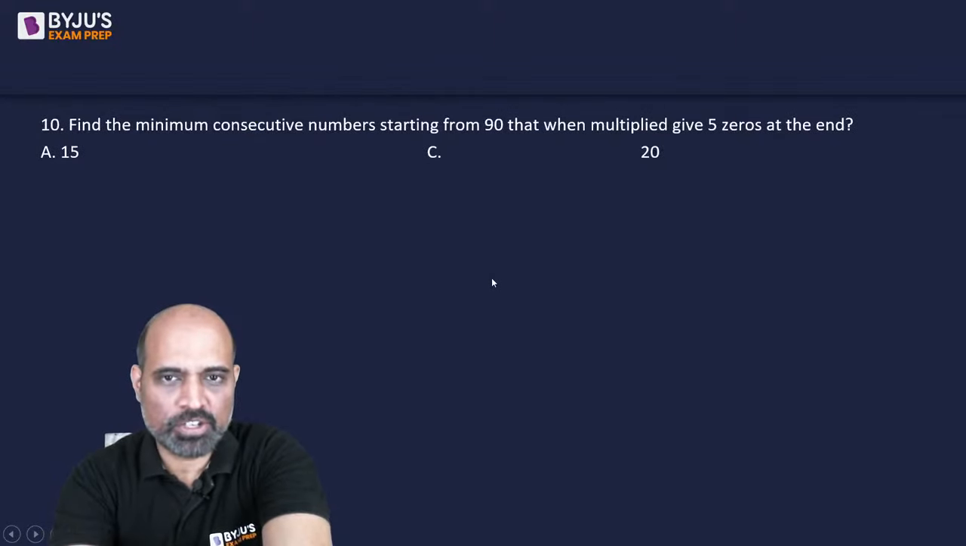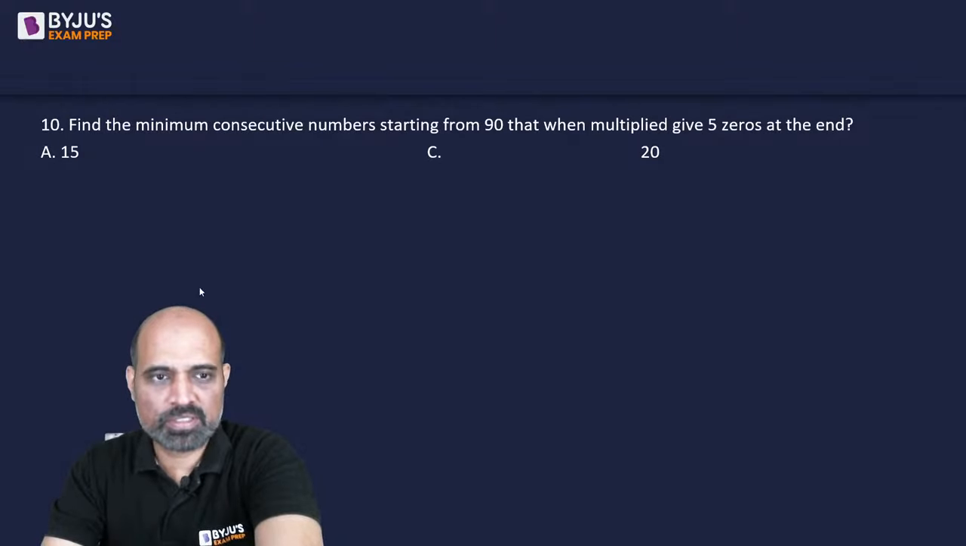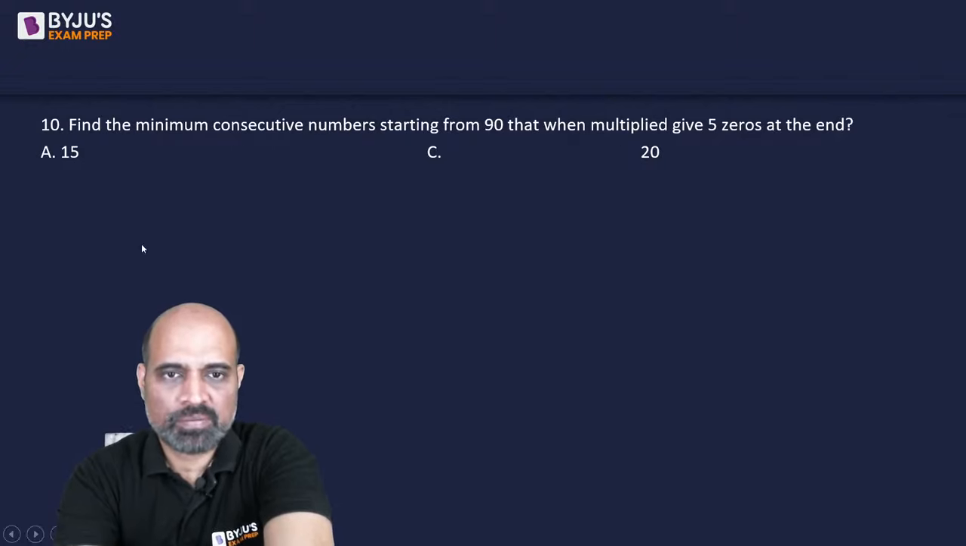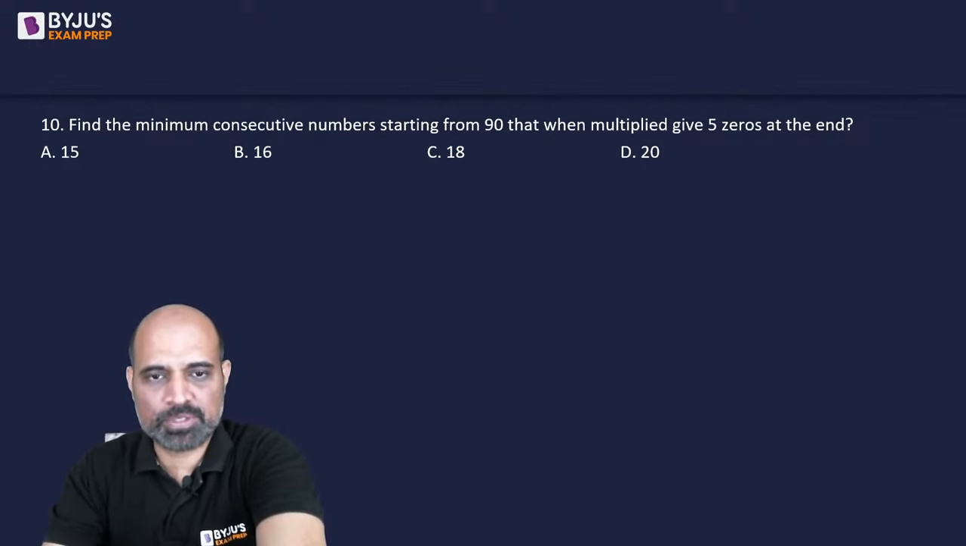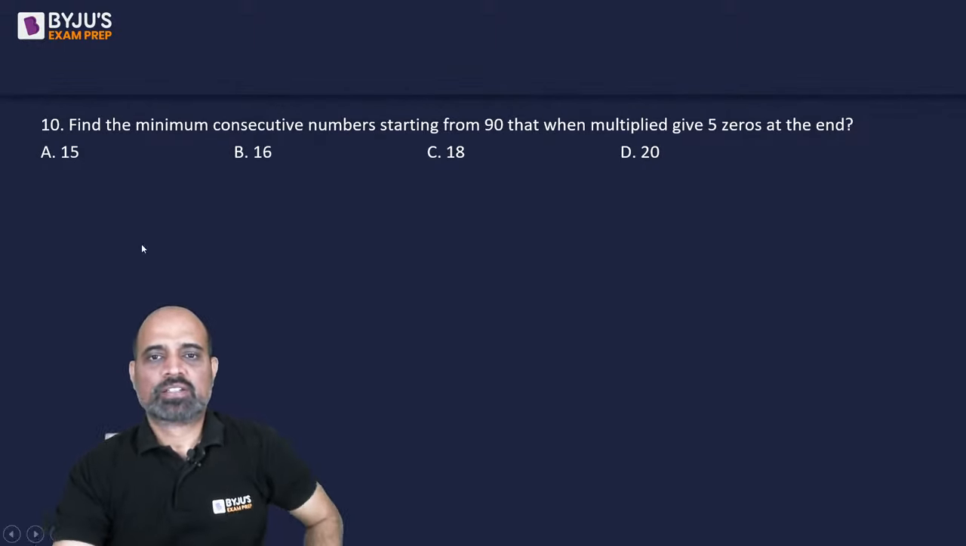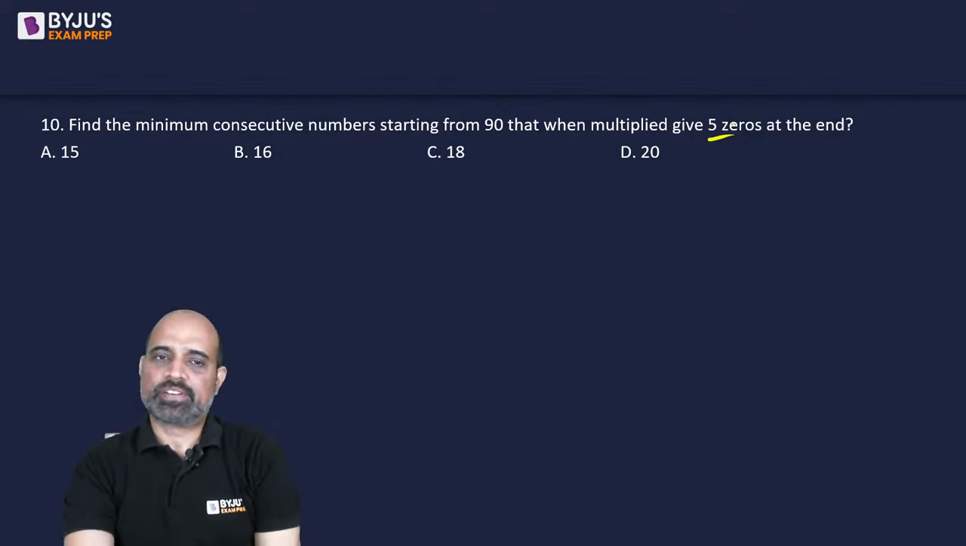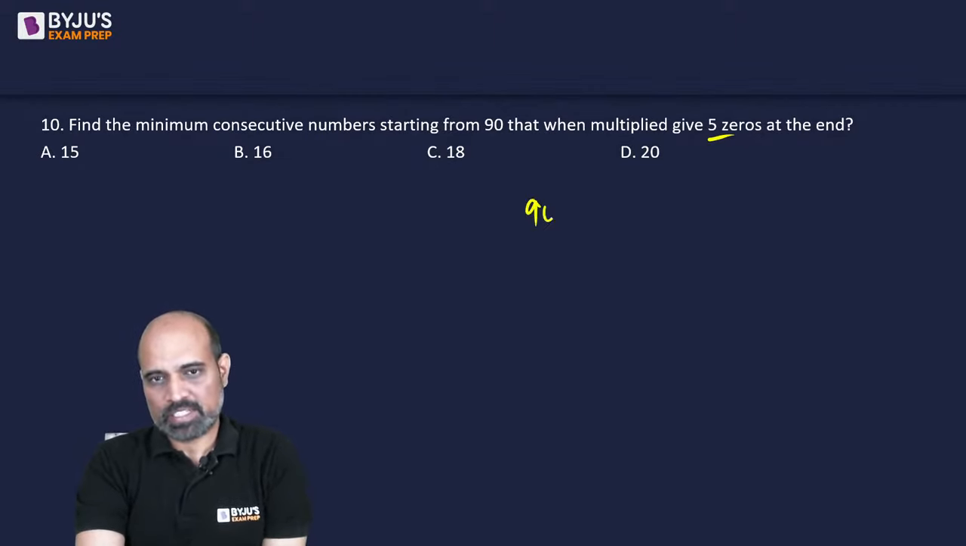Why can't I see the options? Now the options are showing. So let's try 5 zeros at the end. Okay, this should give it.